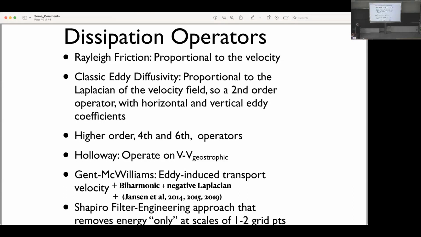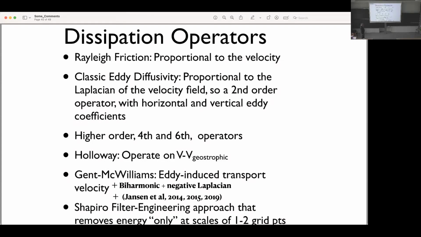Greg Holloway had an interesting idea. When you think about the friction, the Laplacian is operating on V, and really that's relative to an equilibrium solution of no motion. He argued maybe that operator should be working on V minus the geostrophic solution, which was a lot easier to do with simple analytic problems, but becomes more difficult with a full-blown numerical simulation.